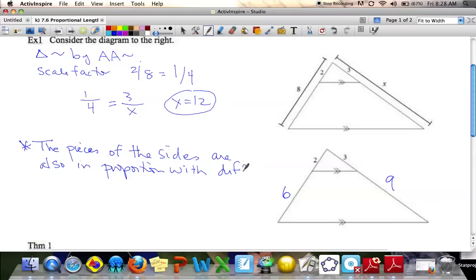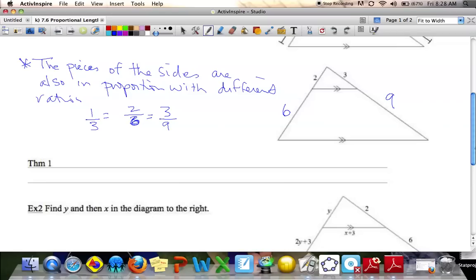So let's look. The proportions of the pieces of the sides would be 2 is to 6, and 3 is to 9. And those are all 1/3.